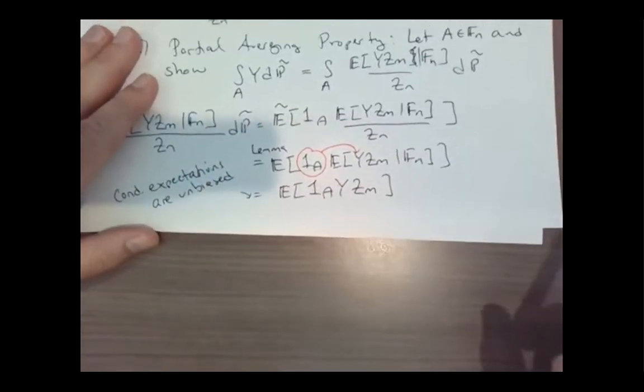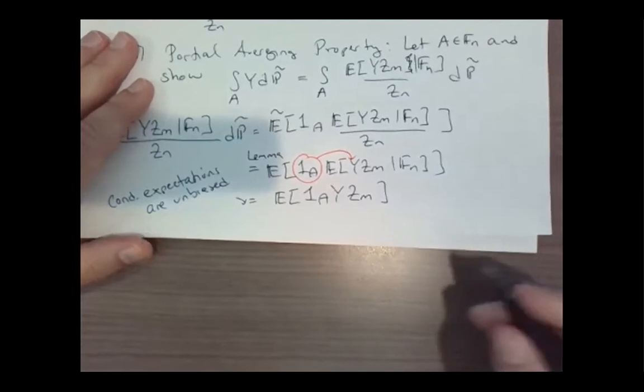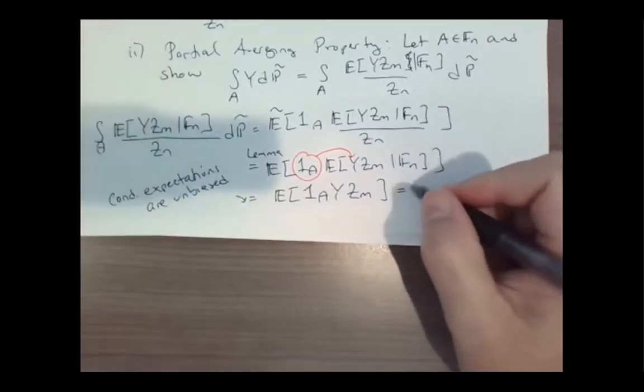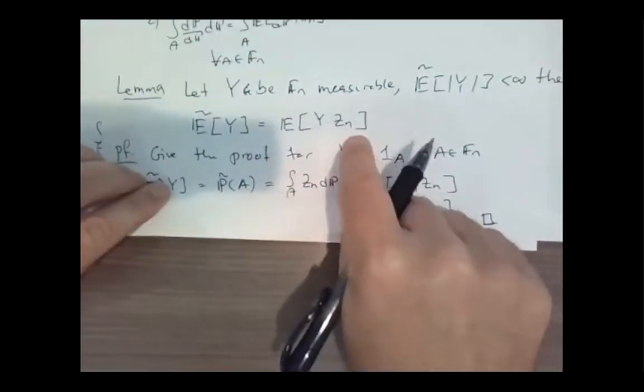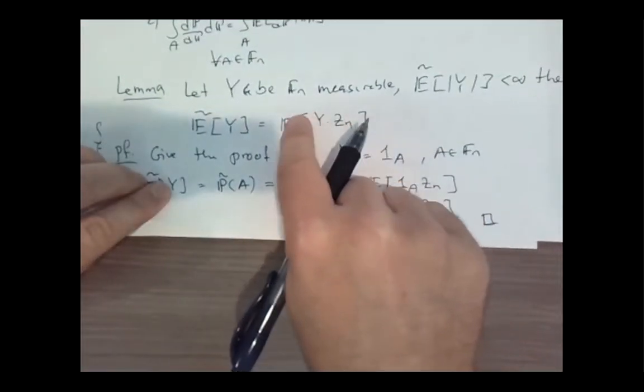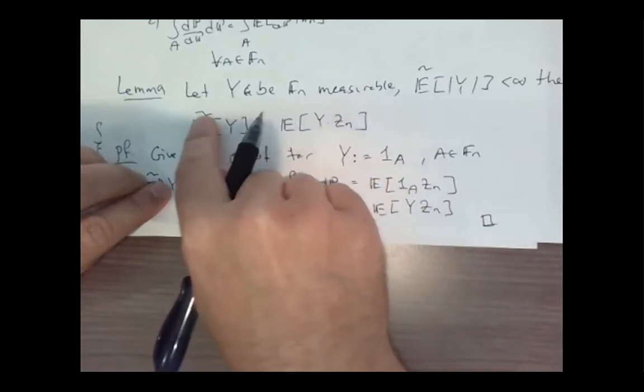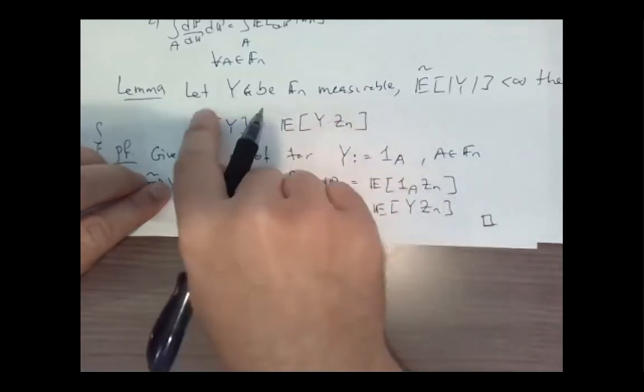Conditional expectations are unbiased. And then we can use the lemma one more time. I now use it the opposite direction. I have an expectation where there's a Radon-Nikodym derivative. It can go inside the change of measure, and I get a tilde. I give up the Zn, and I put a tilde instead.